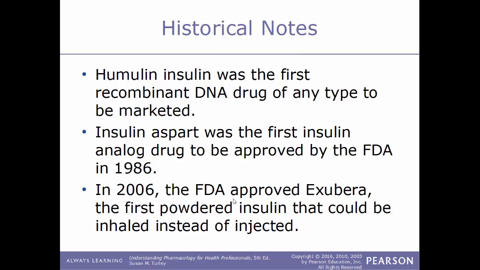Humulin insulin was the first recombinant DNA drug of any type to be marketed. Insulin aspart was the first insulin analog drug to be approved by the FDA back in 1986. And in 2006, the FDA approved Exubera, which was the first powdered insulin that could be inhaled instead of injected.